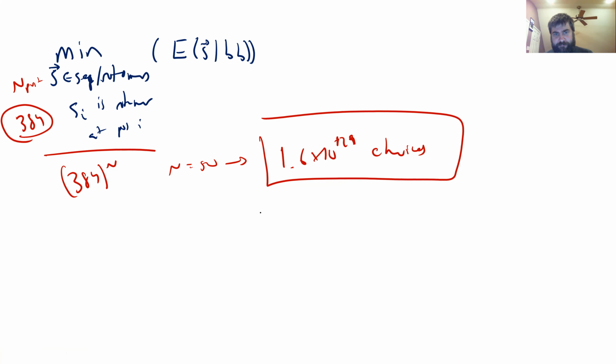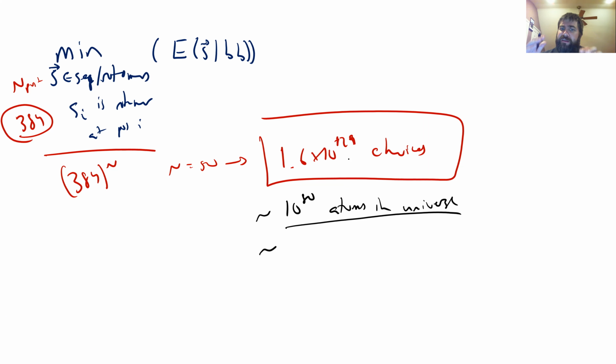Very approximately, we may have something like 10 to the 80 atoms in the universe. What do I mean by that? If you just think of the mass of the universe and convert that into the number of hydrogen atoms, since hydrogen dominates the mass, this is roughly the number you get. So this number is way bigger than the size of the universe measured in individual atoms.